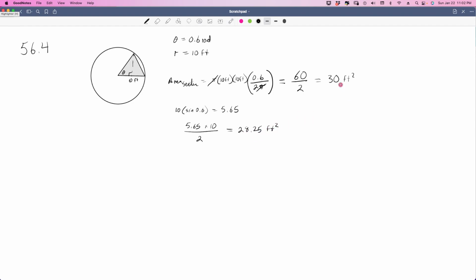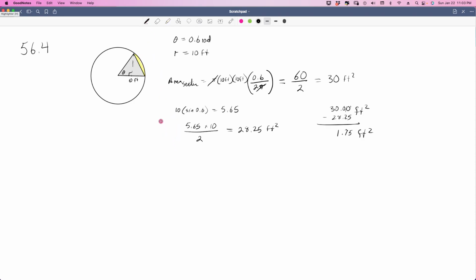So if I subtract this from this, 30 minus 28.25 feet squared, then I find that this is going to be 1.75 feet squared, which is our unit, or our area of our segment right in here. This little yellow bit.